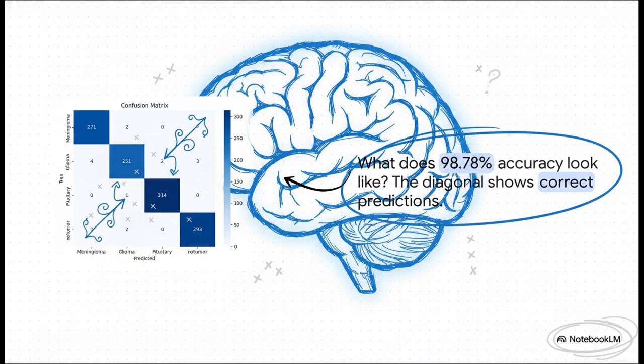So 98.78% is a great headline, but this chart, called the confusion matrix, tells the whole story. Just look at that strong diagonal line. That means it correctly identified 271 meningiomas as meningiomas, 251 gliomas as gliomas, and so on. All those other little numbers off the diagonal, those are the mistakes. And as you can see, they are few and far between.